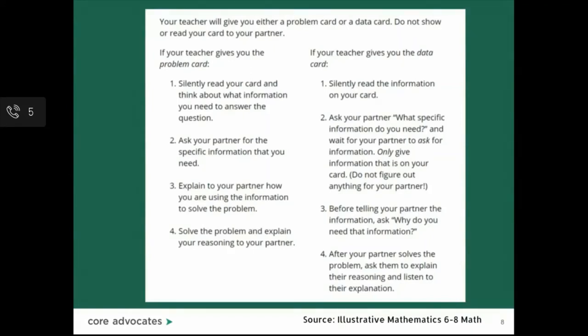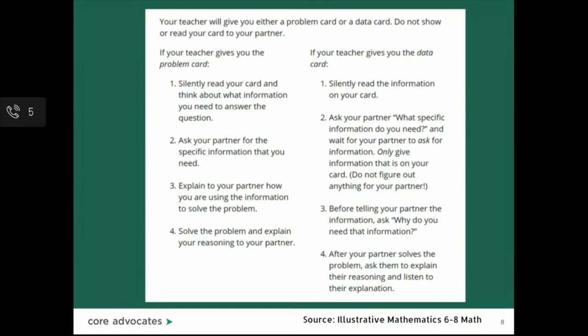So I always have students read their own card to themselves, and then depending on what grade level we're in and what my students need, I will sometimes have students, as they're working together, read the problem card aloud. So they both have a pulse on what the context of the problem is. Basically we have students read their card, and then they go back and forth in a structured exchange to either receive or give information.